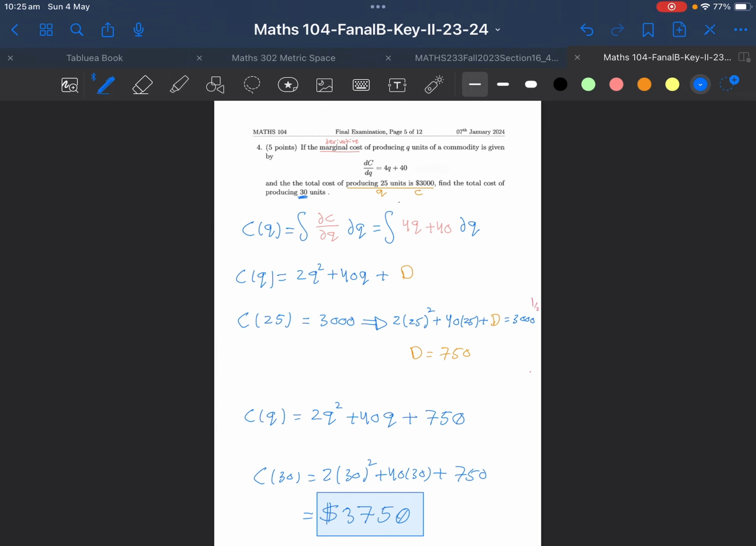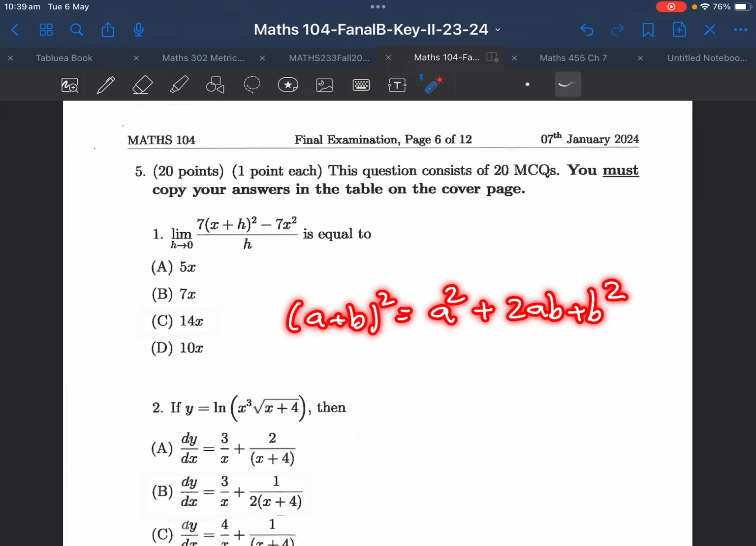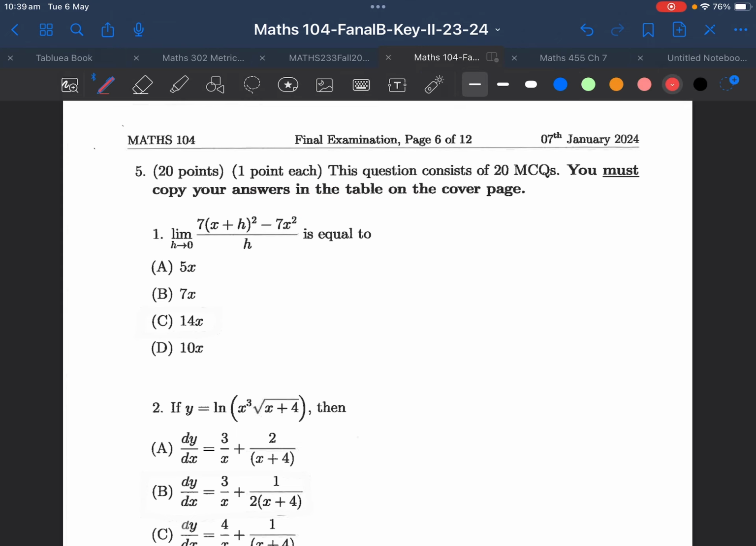Next, we will do many multiple choice questions. And now we will continue to the multiple choice question part. We will start with the first question, which we need to find this limit. And the first step in finding this limit, we need to expand this square. Remember, if you want to expand a plus b all squared, all you do is you take a squared plus 2ab plus b squared, and that's the way we expand the square, and this is what we will do up here for this bracket.